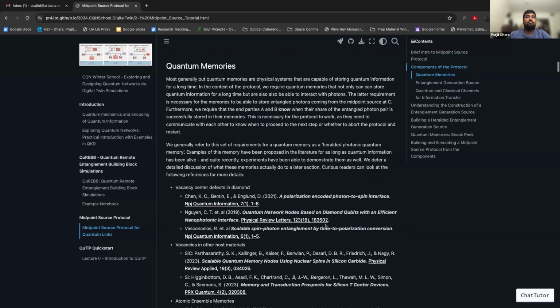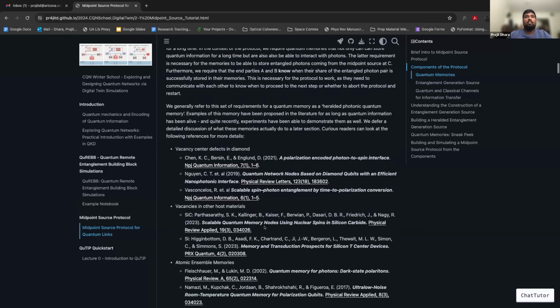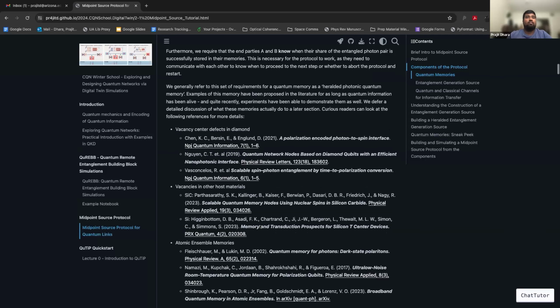Here are some nice articles for different quantum memories that can achieve this, or a specific subset of these techniques, based on interactions with different types of atomic systems or artificial atomic systems. The premier one that's the focus of research at the Center for Quantum Networks is vacancy center defects in diamonds, specifically silicon vacancy defects and tin vacancy defects. You can also have vacancies in other host materials that can serve as quantum memories, for example, in silicon carbide, and more recently in silicon.